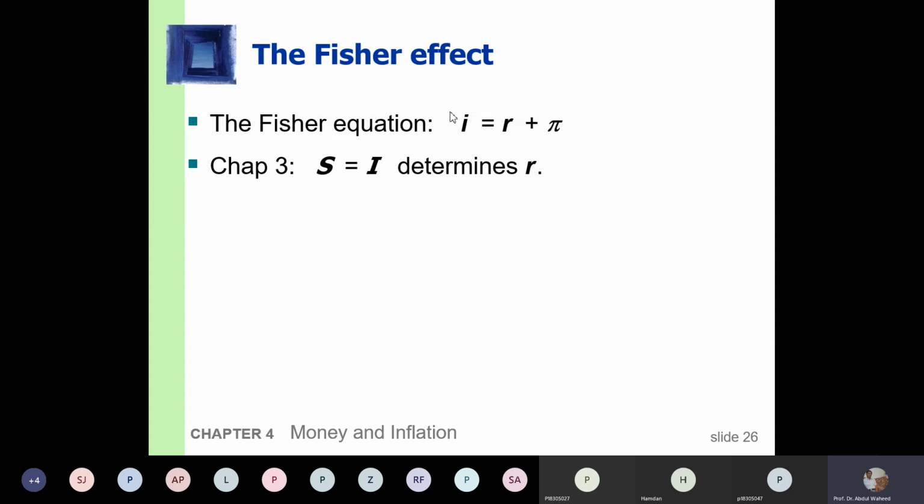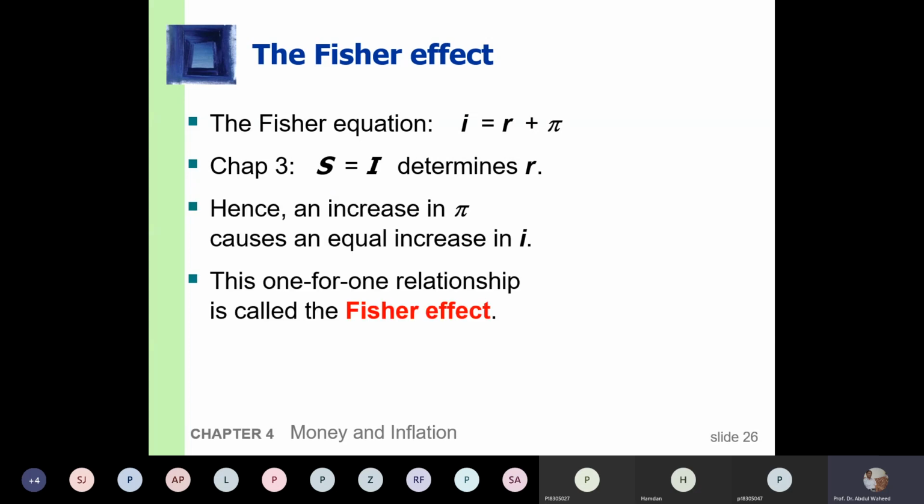So in this equation, the real interest rate will change if there is a change in the supply of loanable funds or the demand for loanable funds. If there is a change in the inflation rate, the real interest rate will not change, but the nominal interest rate will. So an increase in inflation causes an equal increase in the nominal interest rate. Okay, so this is the Fisher effect.